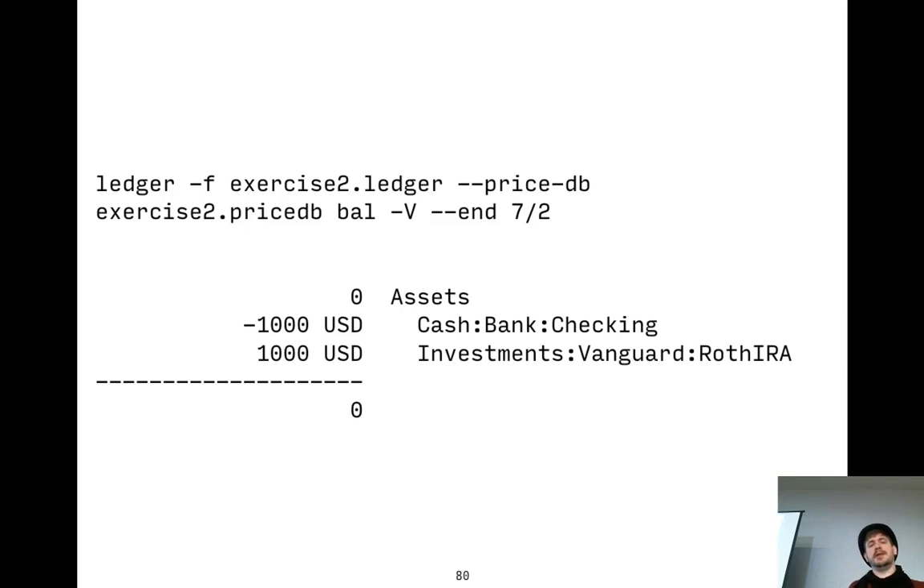We use a slightly different command to run our balance report now. We provide the price database file and then use the V command to instruct Ledger to resolve the current value of the commodities in the price database. We've also used the end command to say when I want the report to end instead of running it for all data.